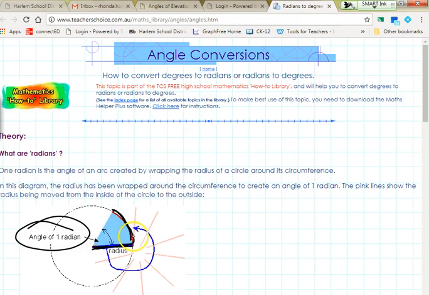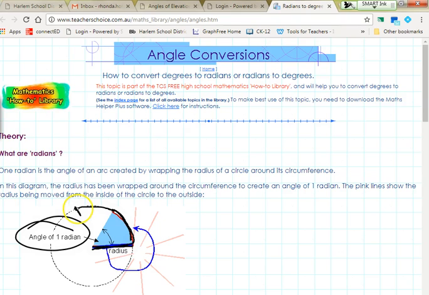Guys, it's just like you can measure how far from me to you in feet, inches, centimeters, millimeters, right? Well, you can measure an angle in degrees, or you can measure an angle in radians. It's just another way to measure an angle. Obviously, a radian is much bigger than a degree, right?